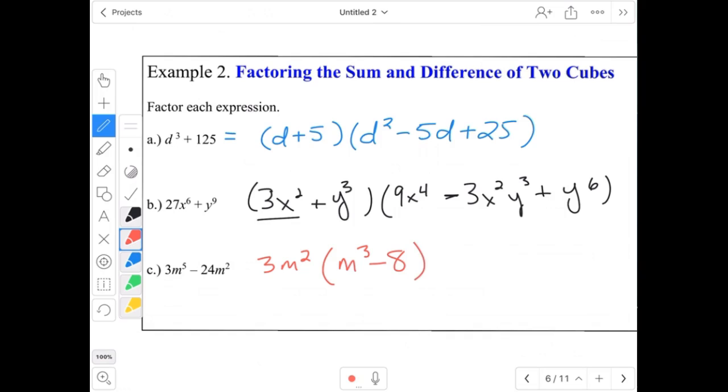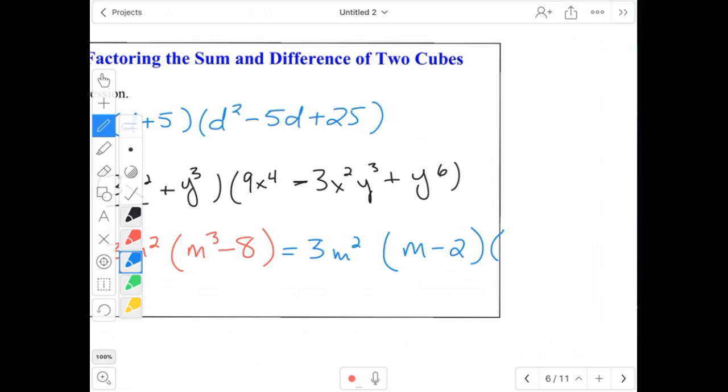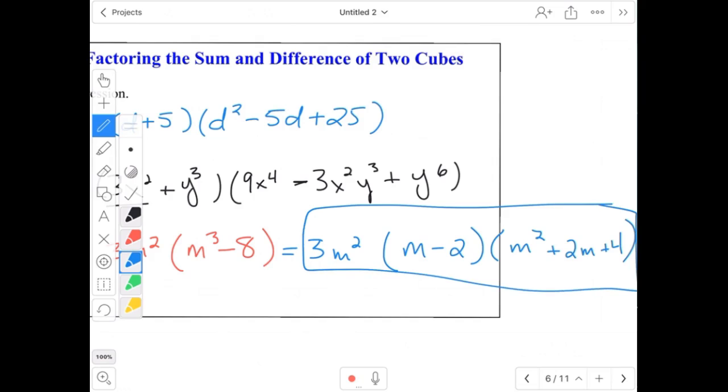Okay, so then this is going to be a difference of cubes, which is this piece right here, m cubed minus 8. I'll rewrite my 3m squared out front, and then move on over. I know that the cubed root of 8 would be 2, so I'll have m minus 2, and then this will be m squared plus 2m plus 4. So this would be what our entire little piece factored down would look like.